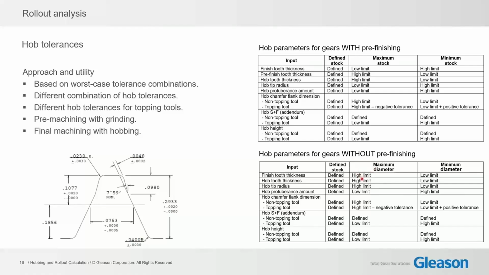Like for the maximum diameter, we have the high limit for the tooth thickness of the gear. For the maximum tooth thickness of the hob, the tip radius is at its highest, and vice versa. For the minimum diameter, we have the low limit for the gear tooth thickness, for the hob tooth thickness, and for the tip radius. And then based on whether it's a topping or non-topping tool, we have different combinations of tolerances. So those are conditions for the worst cases, which are then also used in the rollout analysis.